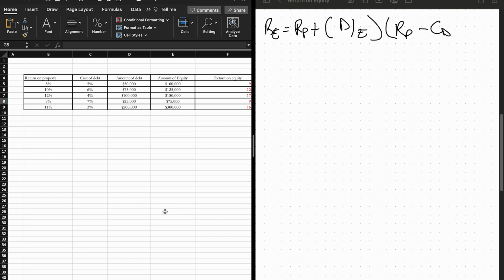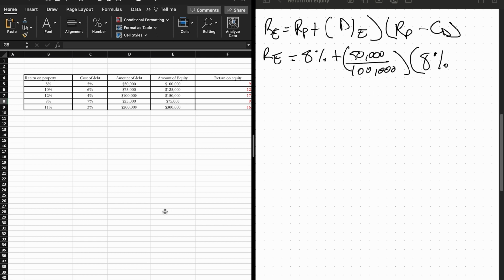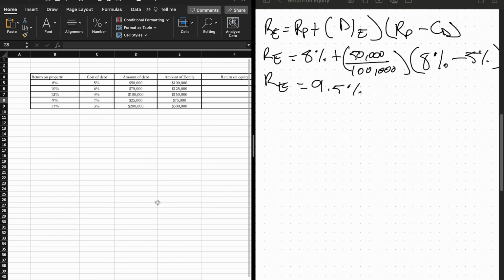So for the first property, you want to find out its return on equity, which we already did, but we're doing it by hand. We'll say it has an 8% return on property plus $50,000 worth of debt, $100,000 of equity, times 8% minus the cost of debt, which is 5%. And that yields a return on equity of 9.5%. So that's the first property. Now let's take a look at the rest of them.